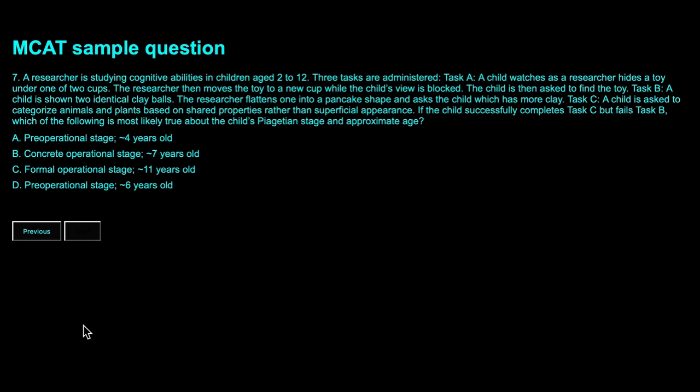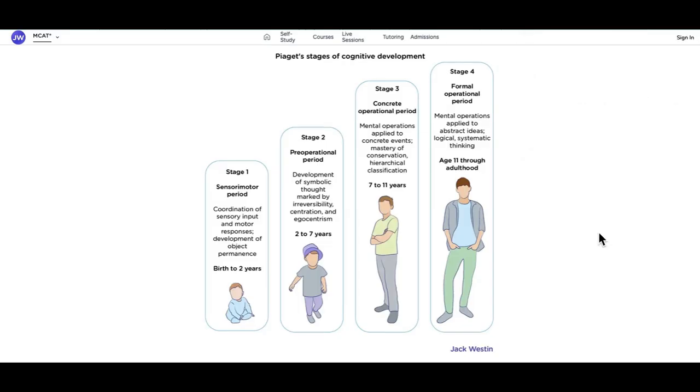In order to answer this question, we need to know about the Piaget stages of development. So here is a Jack Westin visual which is very helpful. So the first stage is the sensorimotor stage, which is characterized by gathering information from your environment through sensory input, and also is characterized by object permanence. So object permanence is when you show a kid something and then you just hide it and they think the object is gone completely.